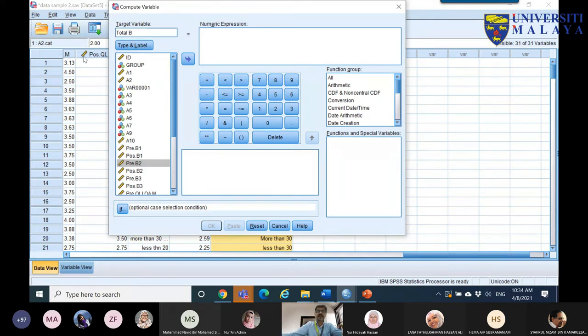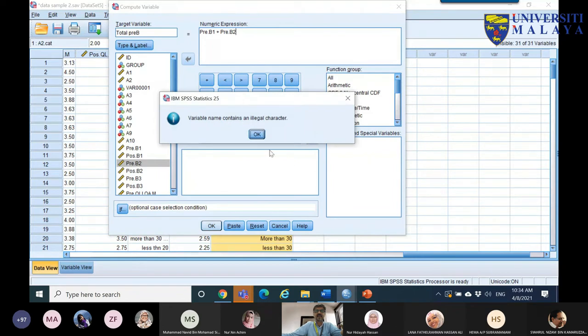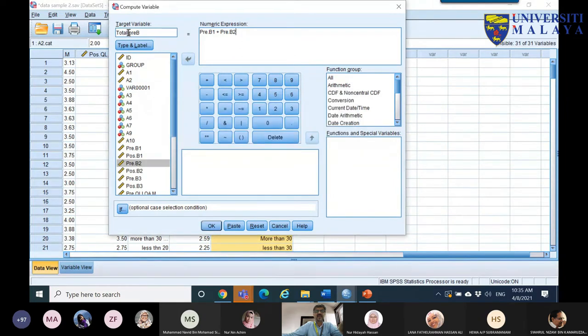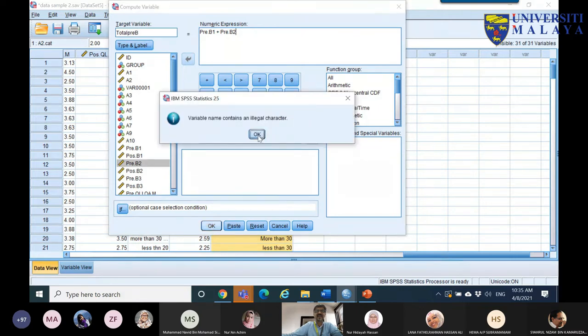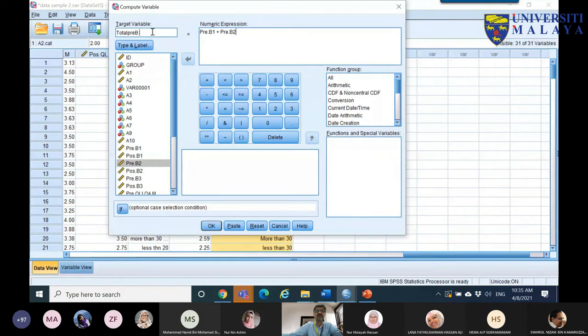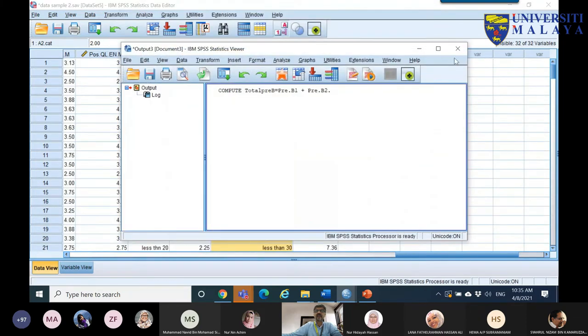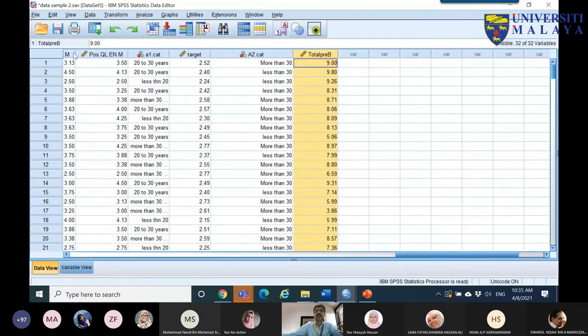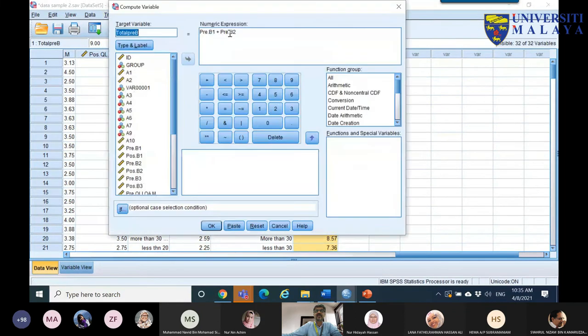Because if I use a space, and suppose that it is pre-B1 plus pre-B2, so this is total pre-B. If I use a space, the system will not accept it. These are some technical points that I want to highlight, because they are small points, but sometimes you get stuck. So now if I click here, it is still a problem. Why? Because I have a space at the end. I have to remove that space and then click OK. Now I have this total pre.